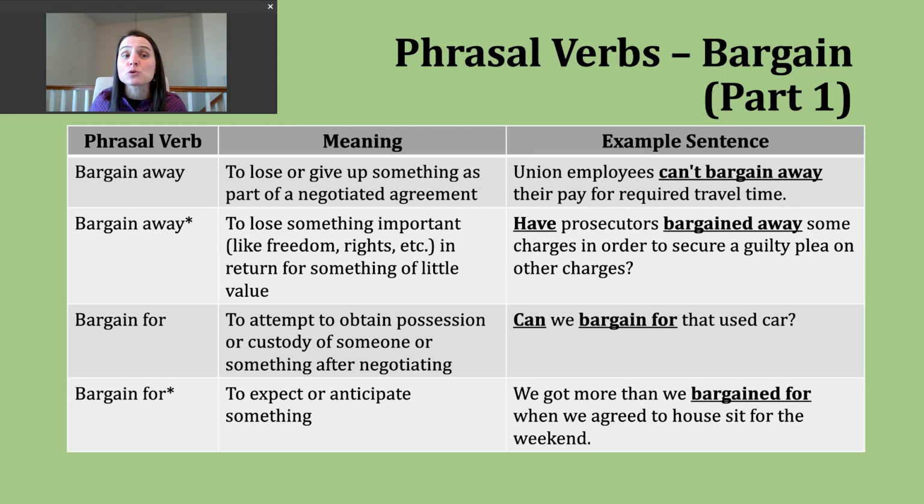A second way you can use bargain away is related. So it's that idea of losing something, but this time you're losing something really important, maybe a freedom, a right, and it feels like you're getting very little in return as part of that agreement. Let's look at an example sentence. Have prosecutors bargained away some charges in order to secure a guilty plea on other charges? So the beginning of this, have prosecutors bargained away? That's an example of the present perfect.